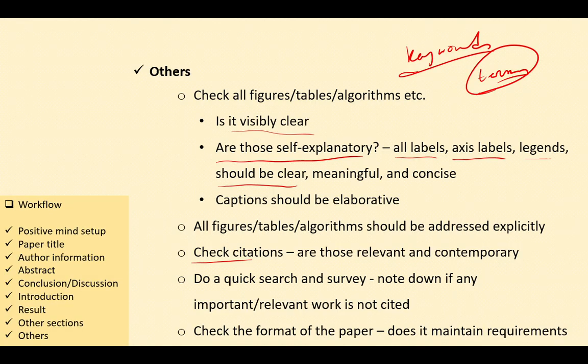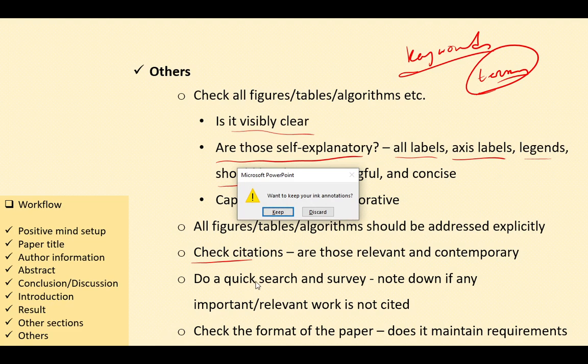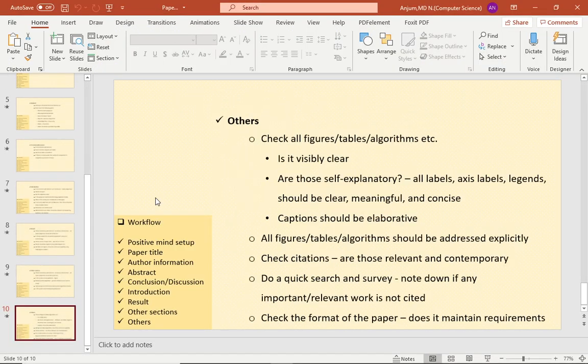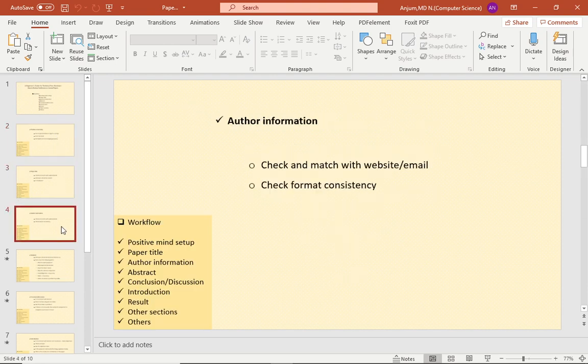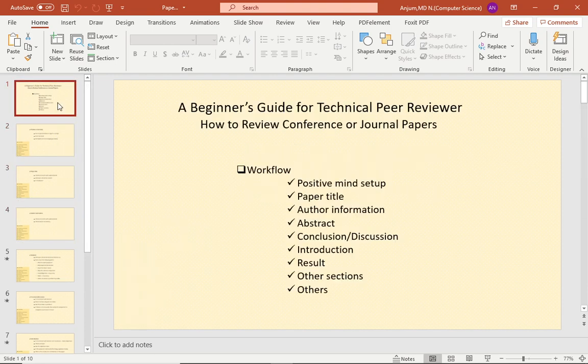So that is all. I think it will help if you are new in the field as a reviewer, and if you have any concerns you think should be noted down, you can write them in the comments so other people can benefit.